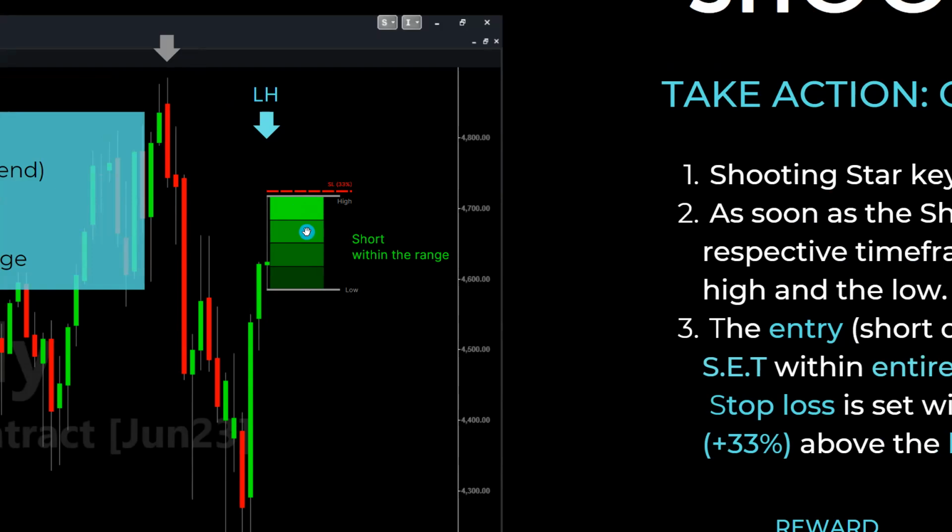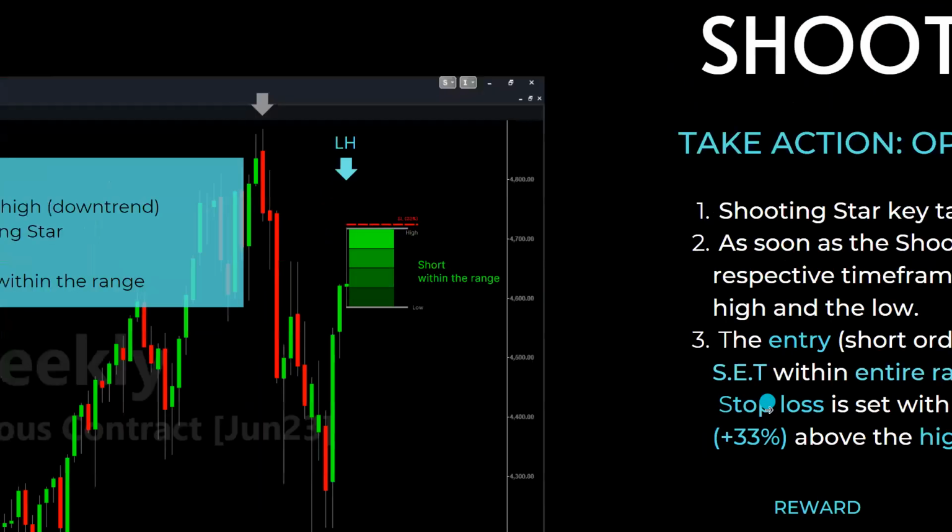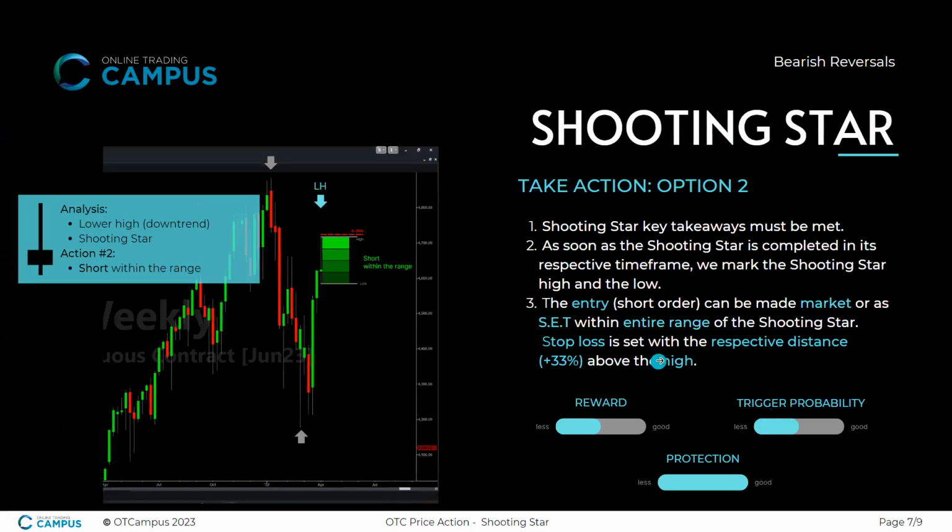You can set an entry. For example, you want to sell the shooting star, depends on your profit margin, around the 50%. That means here, set this one, or you want to short the shooting star in 2 days, then wait where you are in 2 days. For example, you are here in 2 days, short the market here, and then stop loss above. Oh, stop loss, yes. Stop loss is set with a respective distance plus 33% above the high.